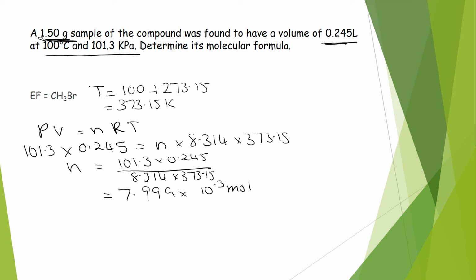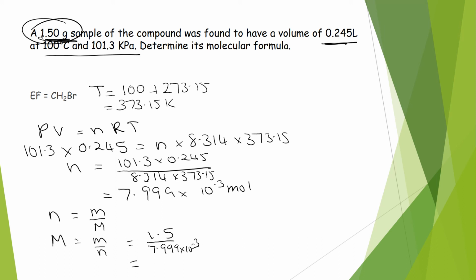Now those moles correspond to that mass. So the number of moles of this particular compound will equal mass over formula mass. The formula mass equals mass over moles, which will equal 1.5 divided by 7.999 by 10 to the negative 3, and that comes out to be 187.5 grams per mole.